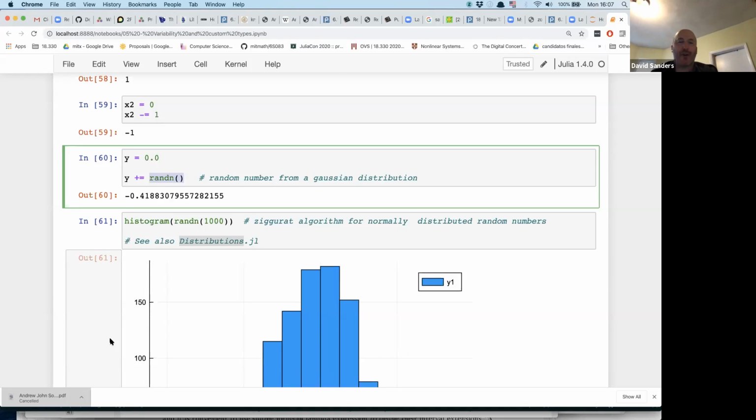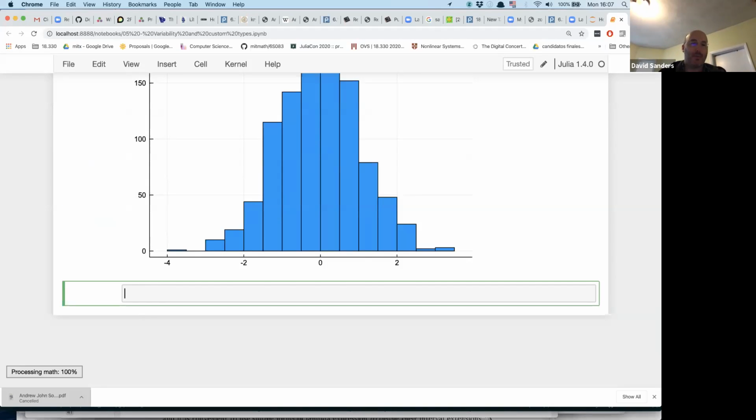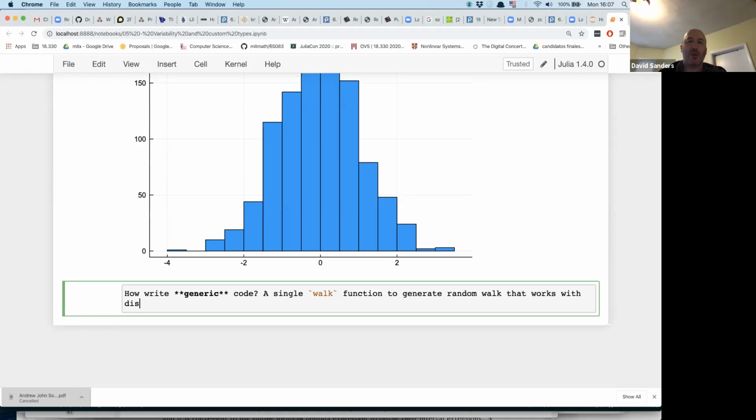code that is generic. So how can we write generic code? What does that mean? It means a single walk function, right, to generate a random walk, but I want it to work with both of these, that works with discrete and continuous distributions.